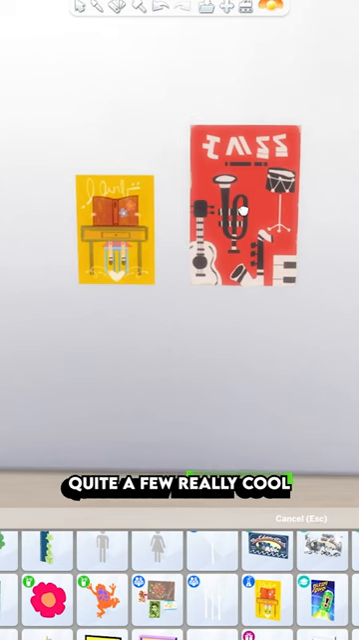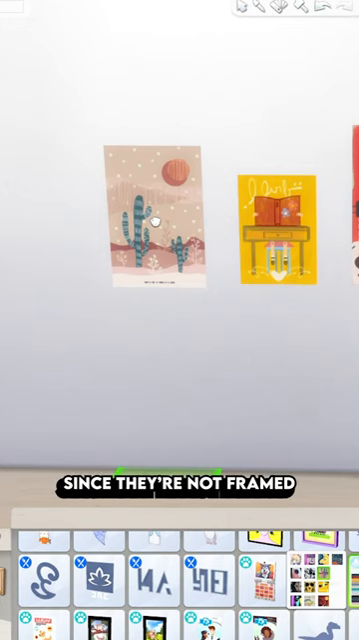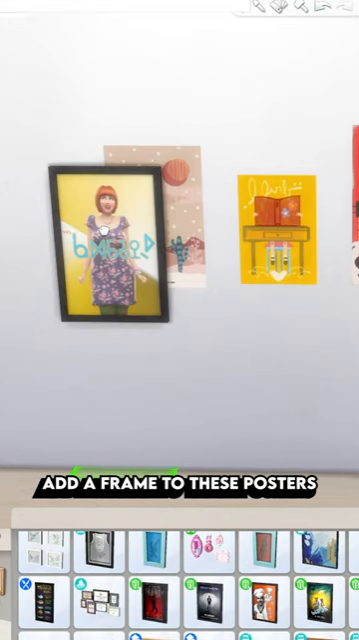So there's actually quite a few really cool poster designs in The Sims 4, but they don't really look like artwork since they're not framed. But there is a way to add a frame to these posters.